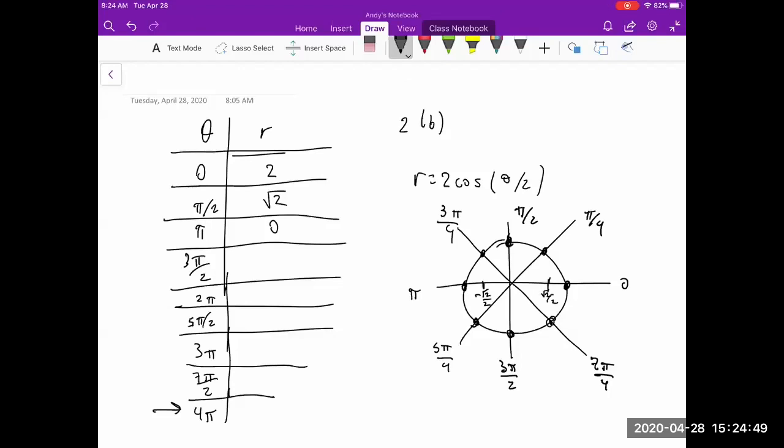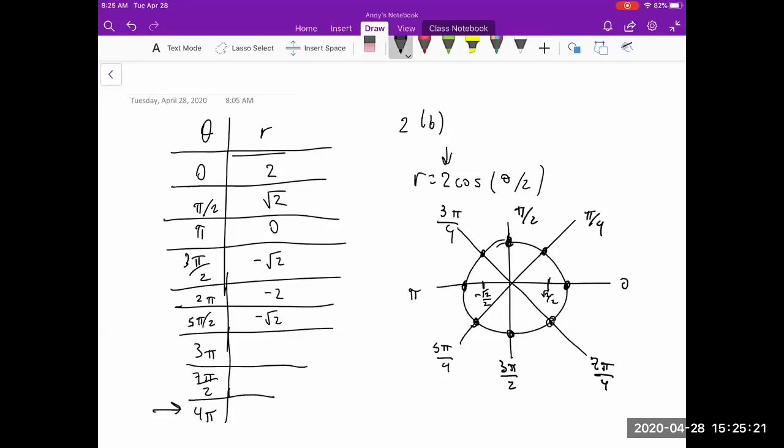When you multiply that by 2, because the equation has this 2 in front, of course, you get negative radical 2. 2 pi over 2 is just pi. Cosine of pi is negative 1, so that's negative 2. 5 pi over 2 is 5 pi over 4 once you divide it by 2. Cosine of that is negative radical 2 over 2, so that's going to be negative radical 2 after multiplying by 2.